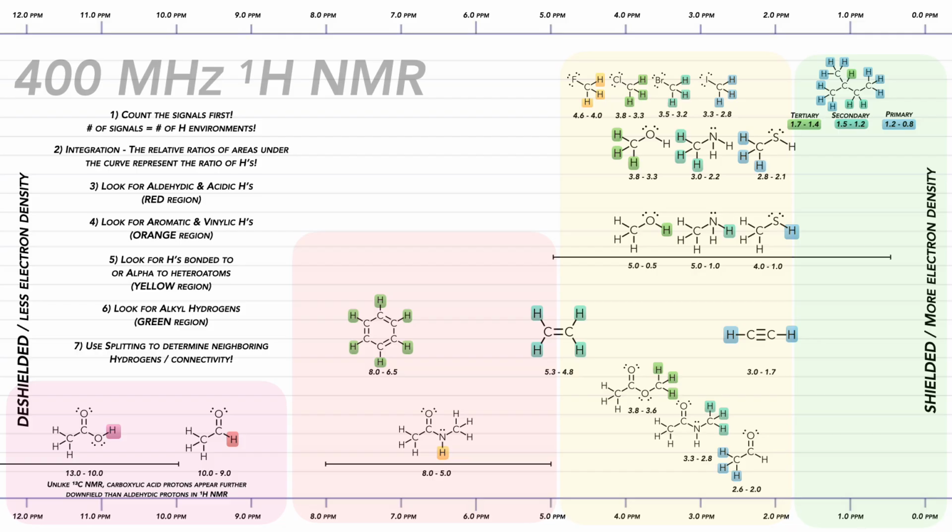Aromatic and vinylic hydrogens occupy intermediate deshielded regions because of pi and anisotropy effects. Hydrogens attached to or adjacent to heteroatoms shift downfield due to electronegativity effects. Ordinary alkyl hydrogens remain the most shielded. Finally, splitting reveals neighboring connectivity. Again, the spectrum is not arbitrary. Every shift emerges from how molecular structure redistributes electron density and alters local magnetic environments.